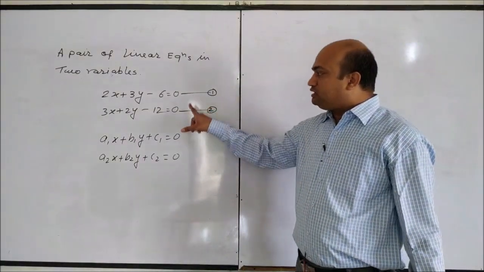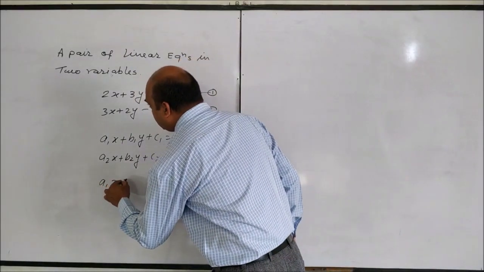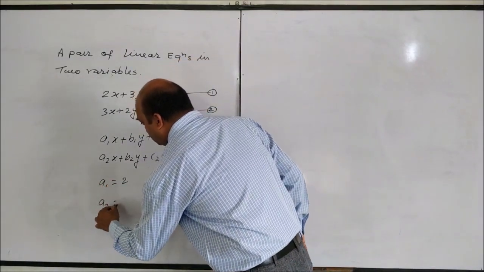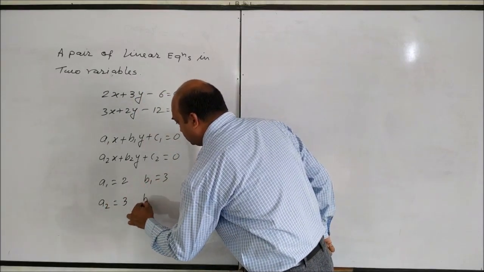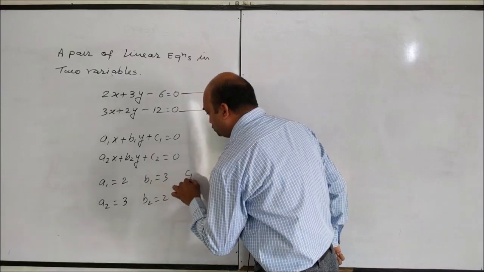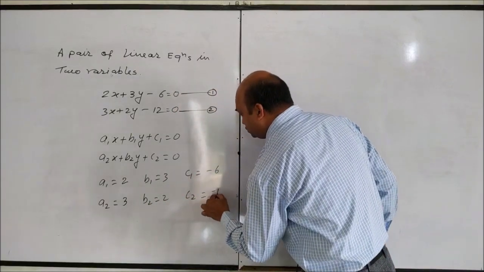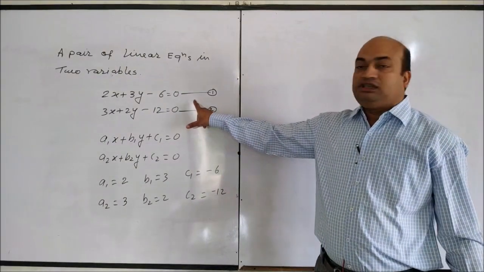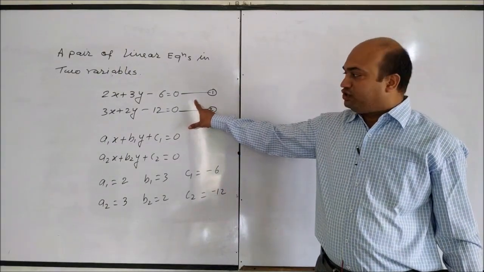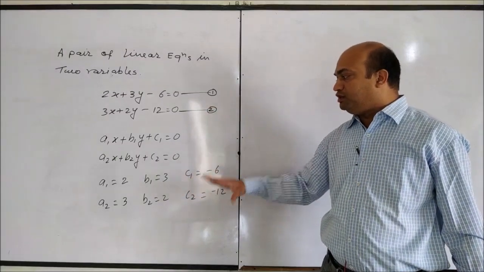When we compare these equations with the general form, we get a1 is 2, a2 is 3, b1 is 3, b2 is 2, c1 is minus 6 and c2 is minus 12. By comparing the equations with the standard equations, we get a1, a2, b1, b2, c1, c2.